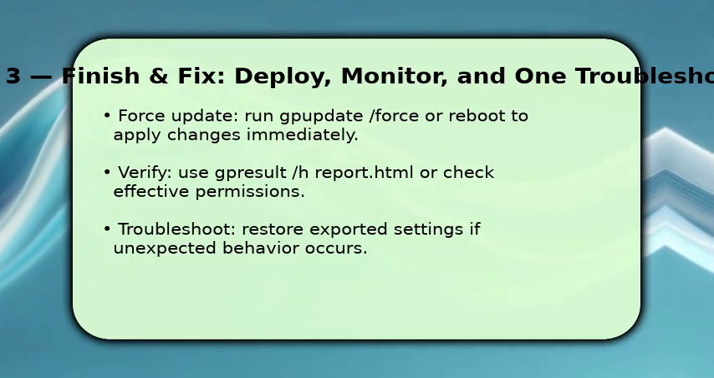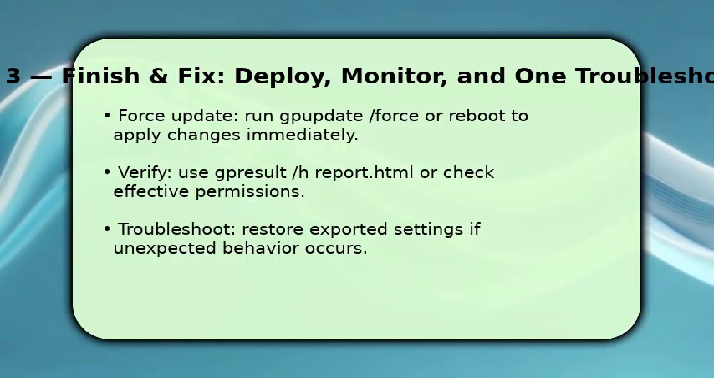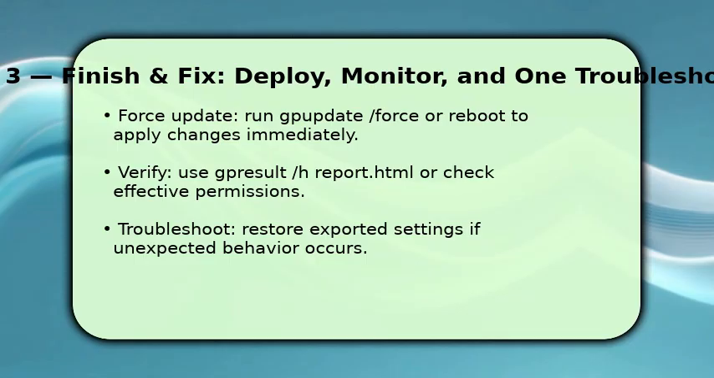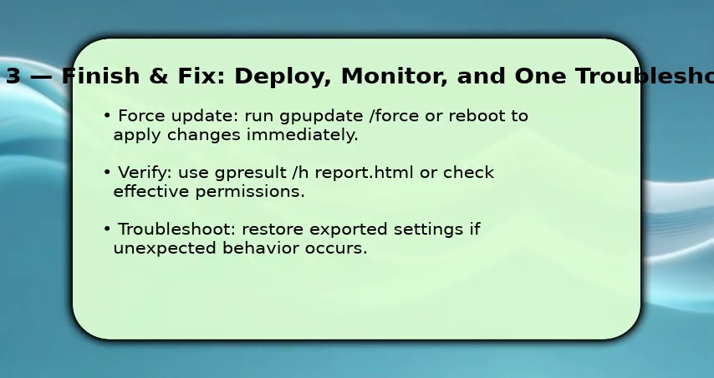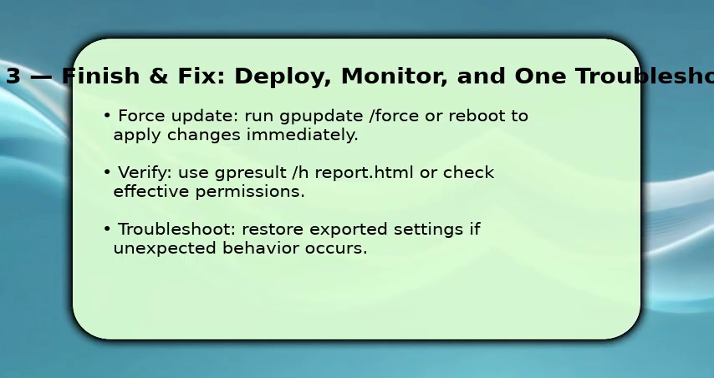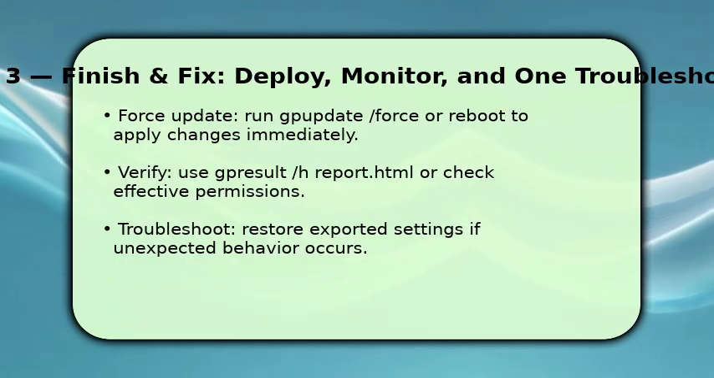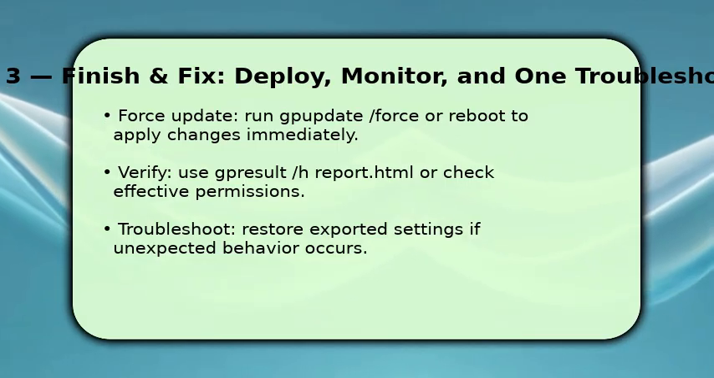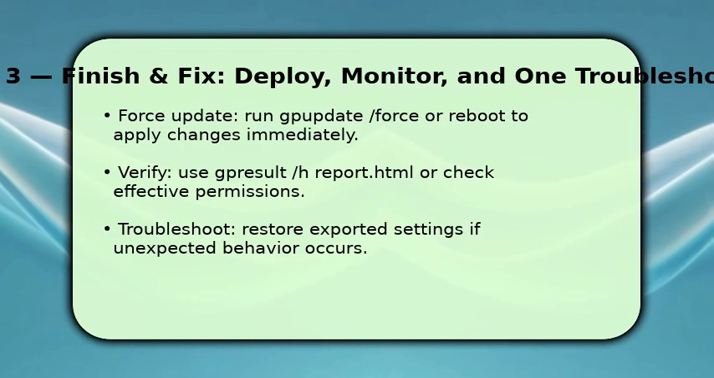You want to confirm the intended accounts now have or lack the right you set, and check event logs for related entries. If you configured audit settings, review the security log to verify expected events. If something breaks, restore the exported configuration you saved earlier or reverse the last change. Then retest. This rollback is the fastest way to recover from a misapplied policy.